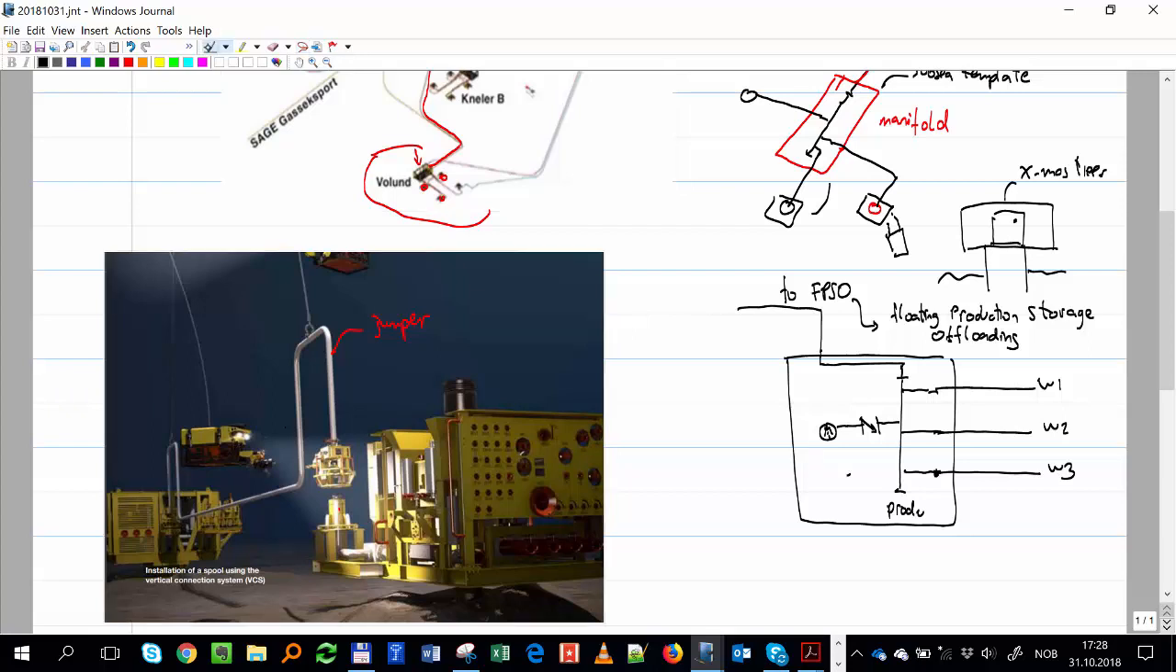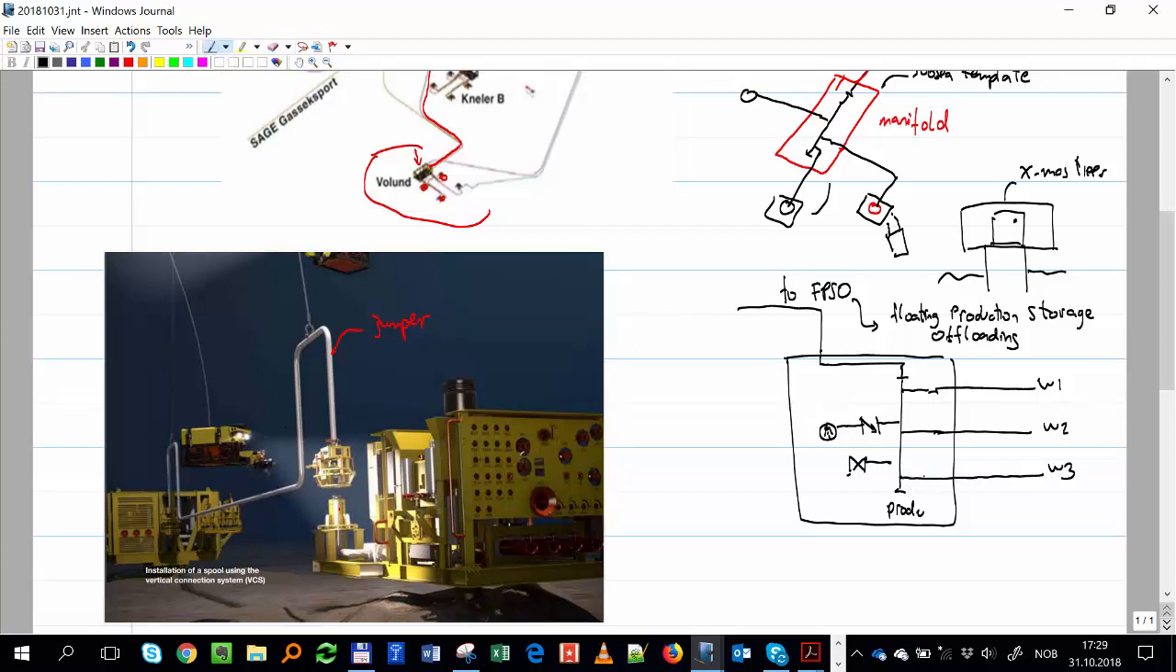Okay, so let's do a bit more. First, remember what we had for the case of the onshore manifold. What did we place there? Two valves, right? If you remember. It was a long time ago, so I myself don't remember very well.